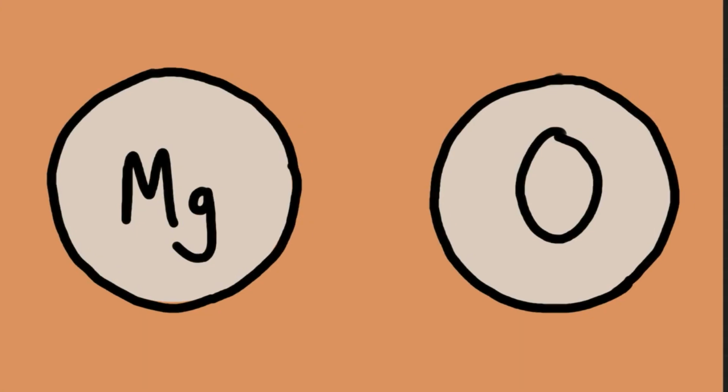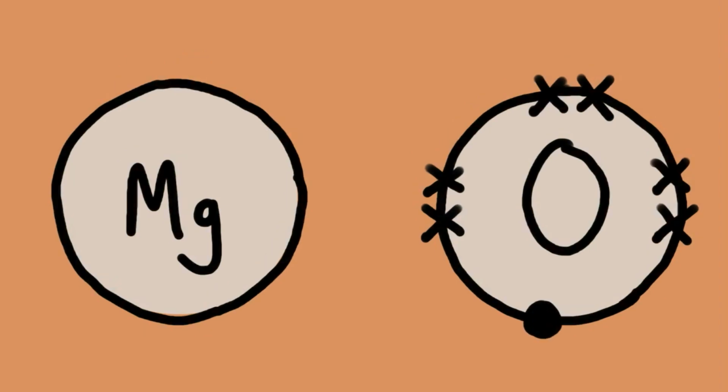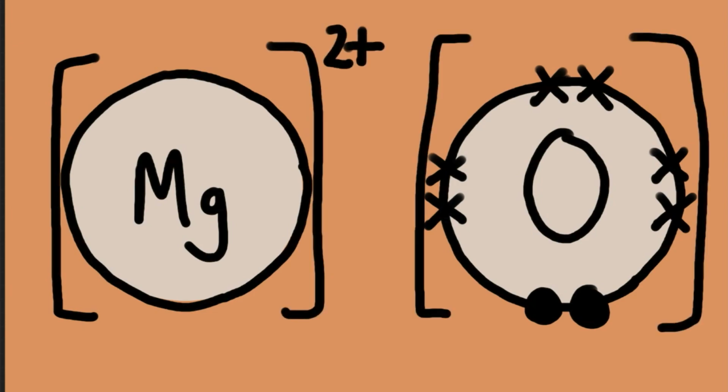So magnesium has 2 electrons in its outer shell, group 2, oxygen 6 electrons, group 6. In order to get a complete outer shell, magnesium will transfer the 2 electrons in its outer shell to oxygen, and when this happens, magnesium will have an overall charge of 2+, and oxygen an overall charge of 2-.